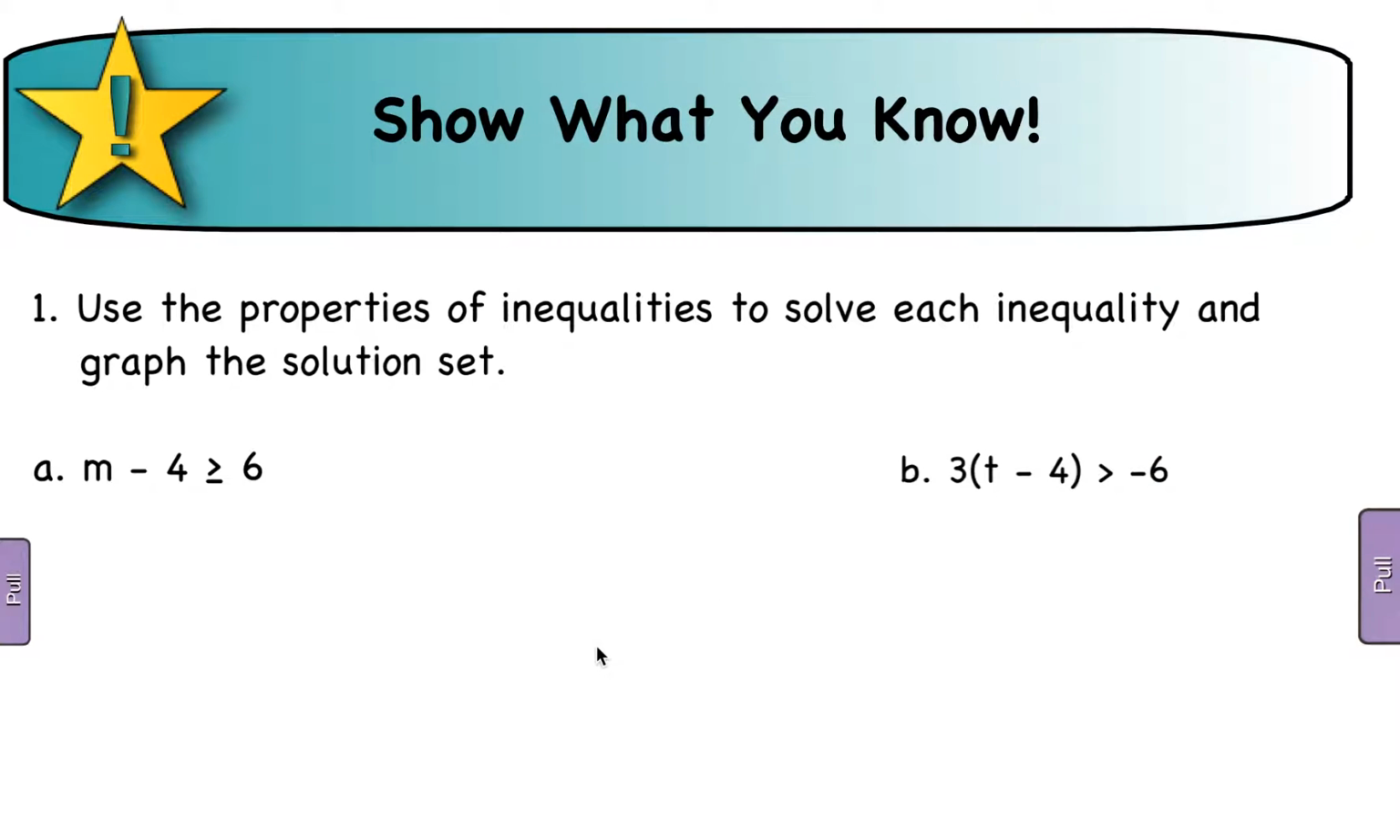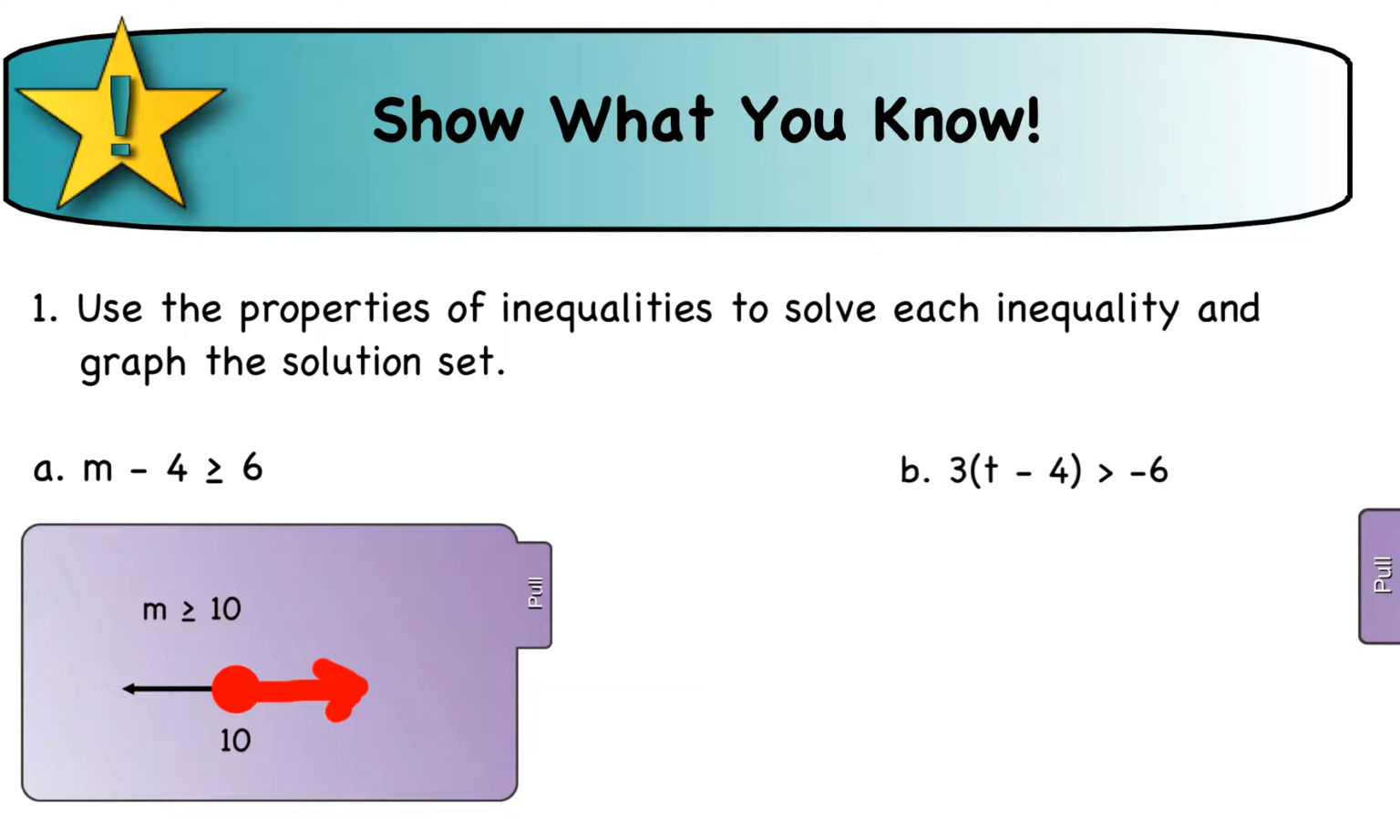So let's take a look at solving some inequalities. This first example, we have m minus 4 is greater than or equal to 6. So we want to get m by itself. 4 is being subtracted, so the opposite is to add 4. And whatever we do to one side, we must do to the other. So we get m is greater than or equal to 10. Now because it's greater than or equal to, that's a closed dot on the endpoint 10. And the numbers that are greater than or equal to 10 are to the right. So there's an infinite number of solutions to the right of 10. It includes the endpoint 10.